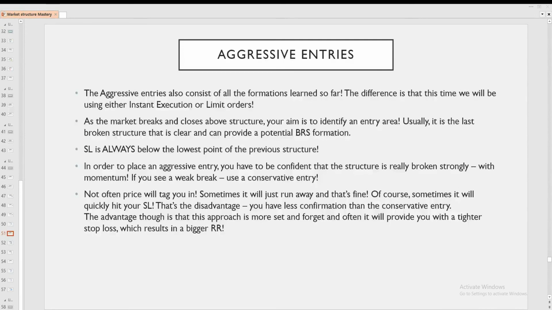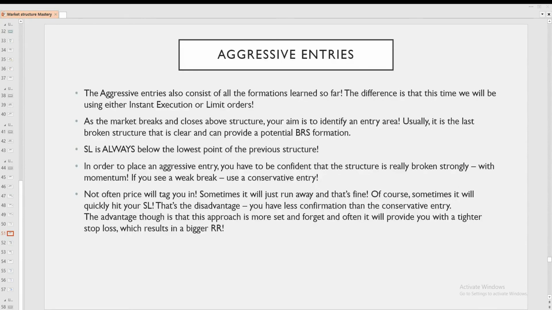So if you remember what I said before on the conservative entries, sometimes you don't get that perfect break. Sometimes it's just one little candle, then one can stay just above, and then the next one is going to start creating the higher low formation or the lower high respectively. But with this one, you need a clear, nice break and a potential BRS formation. And the stop loss of course is always below the lowest point of the previous structure. Even though we don't use stop orders here, you always want to keep your stop loss as safe as possible, so always below the previous structure.